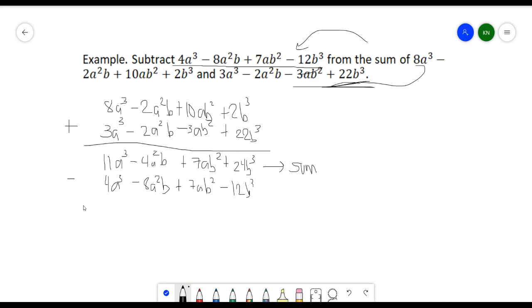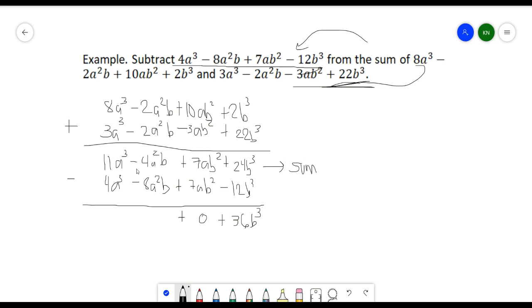So performing the subtraction, we have 24 minus negative 12. So we have positive 36b cubed. We have 7 minus 7, so that's basically 0.